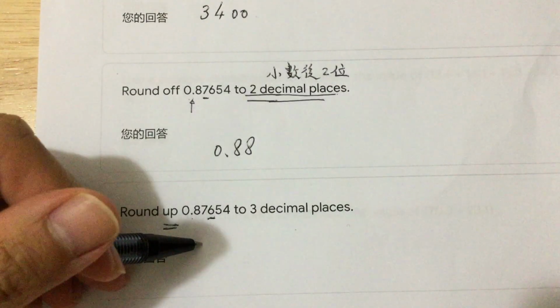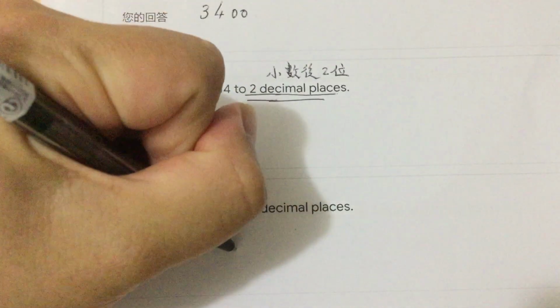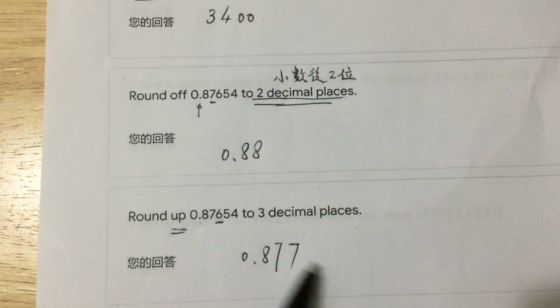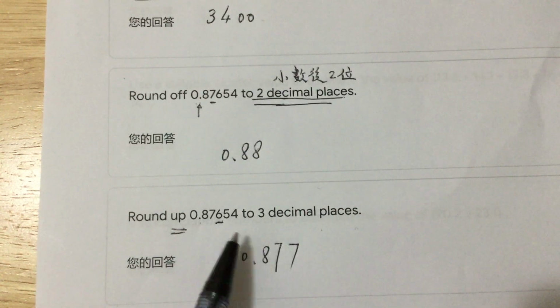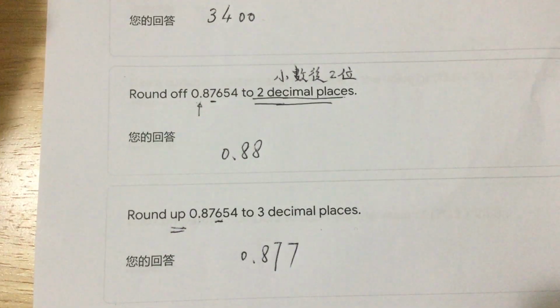So what we are going to do is that whatever we do, we will make it 1 bigger. So this is 0.877. We just make the 6 add 1, so we have 877, and you just copy the first 2 digits, and then after that we have 7. Okay, so we have rounded up.